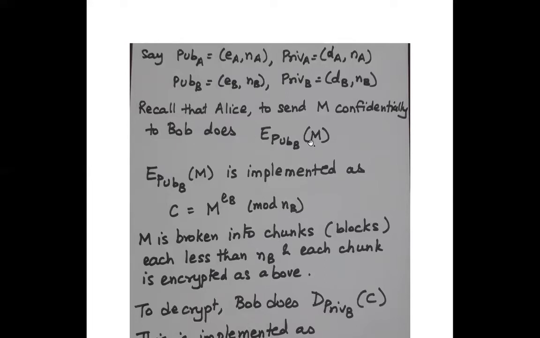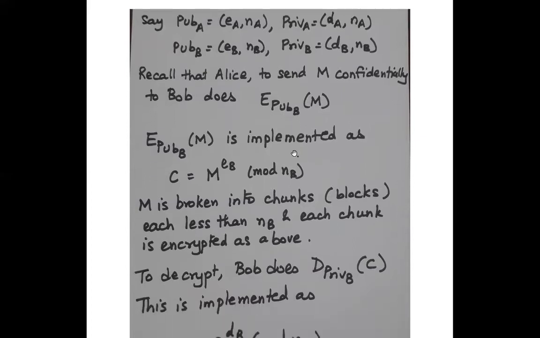does so by encrypting this message M with the public key of Bob. So in RSA, it's actually implemented like this: encryption of a message M under this public key of Bob is nothing but modular exponentiation of M to EB reduced modulo NB.